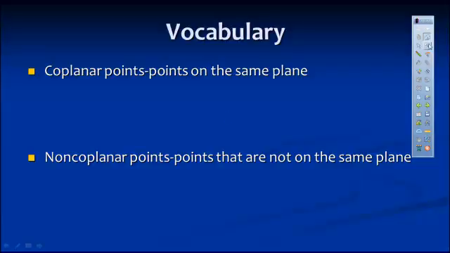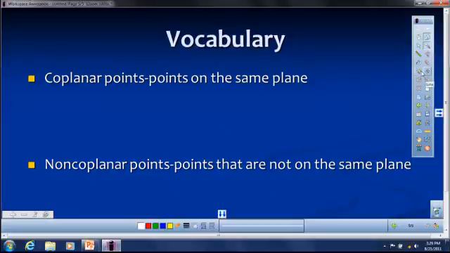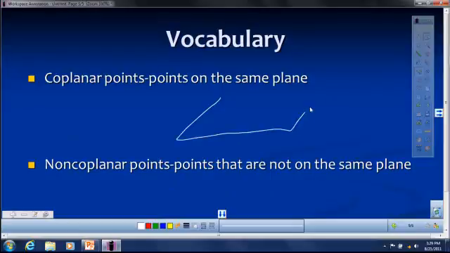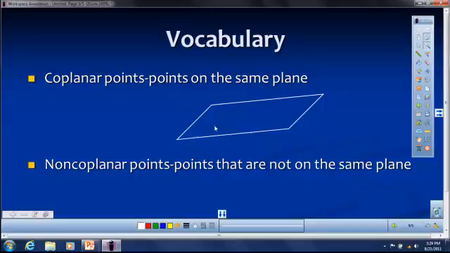Coplanar points and non-coplanar points. I'm going to draw a plane. And like I said before, 3 points always make a plane. So if I put these 3 points here, those would be coplanar points, and 3 points will always make a plane.